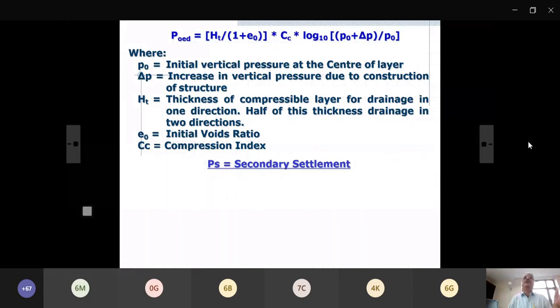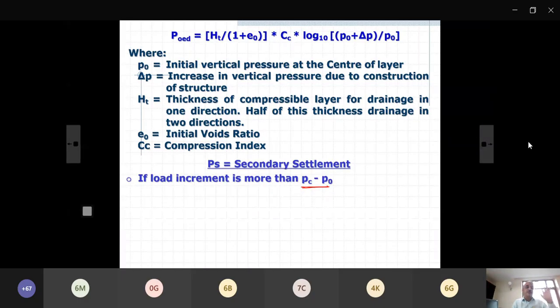Add all layers' primary consolidation settlement up to significant depth, meaning 0.5%, because this is cohesive soil. So 5% or 0.05 pressure bulb. Then secondary settlement also. Now, if this load increment delta P is more than Pc minus P0, Pc is the pre-consolidation pressure, the pressure to which soil has been subjected, the maximum pressure in the past, as you know. So that you also work out from consolidation test charts. So if your load increment which you are applying, delta P, is more than Pc minus P0, then you calculate secondary consolidation by this formula.